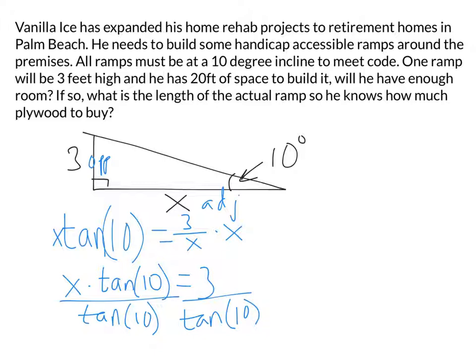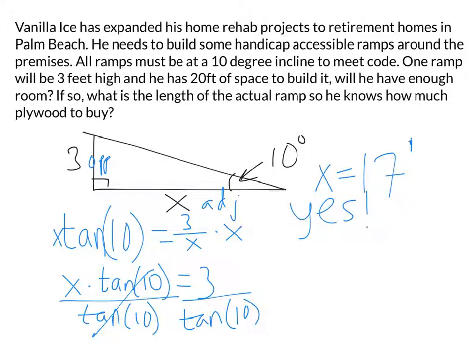Okay, so x is equal to, if I type 3 divided by tangent of 10 into my calculator, that's going to give me 17.01 feet, so roughly 17 feet. Do I have enough room? Heck yes, I do. So we are good. Yay, yes we do.